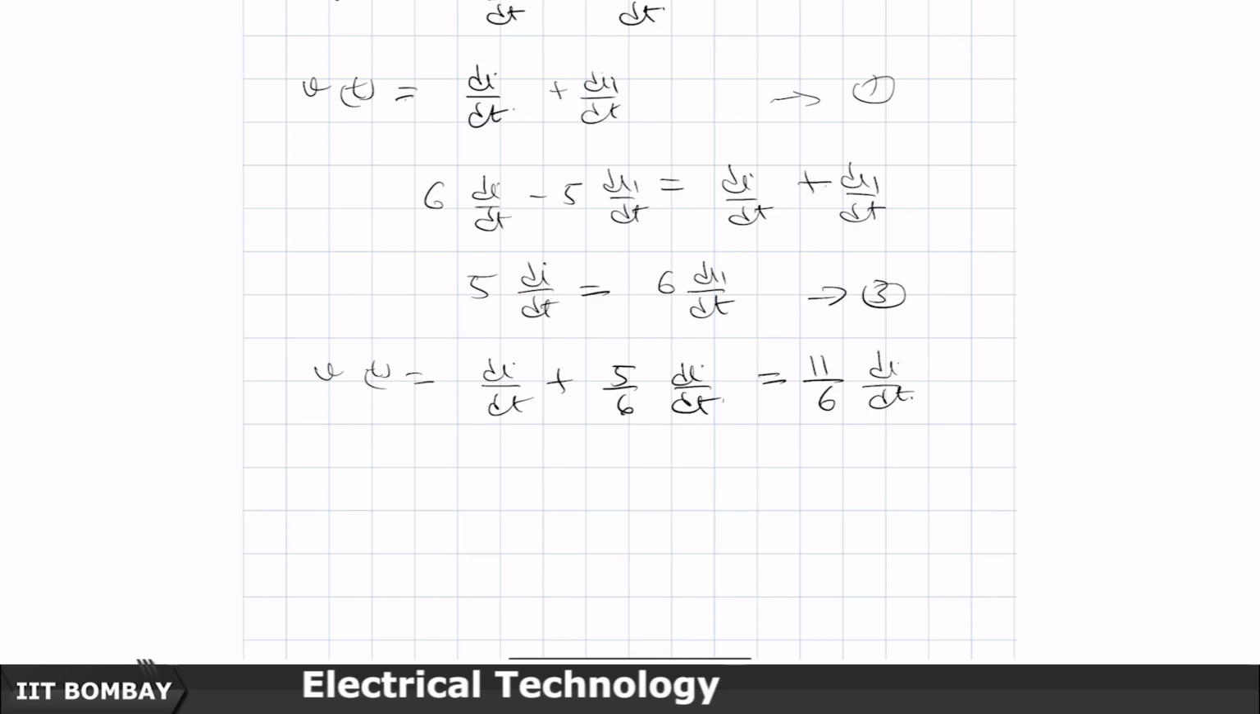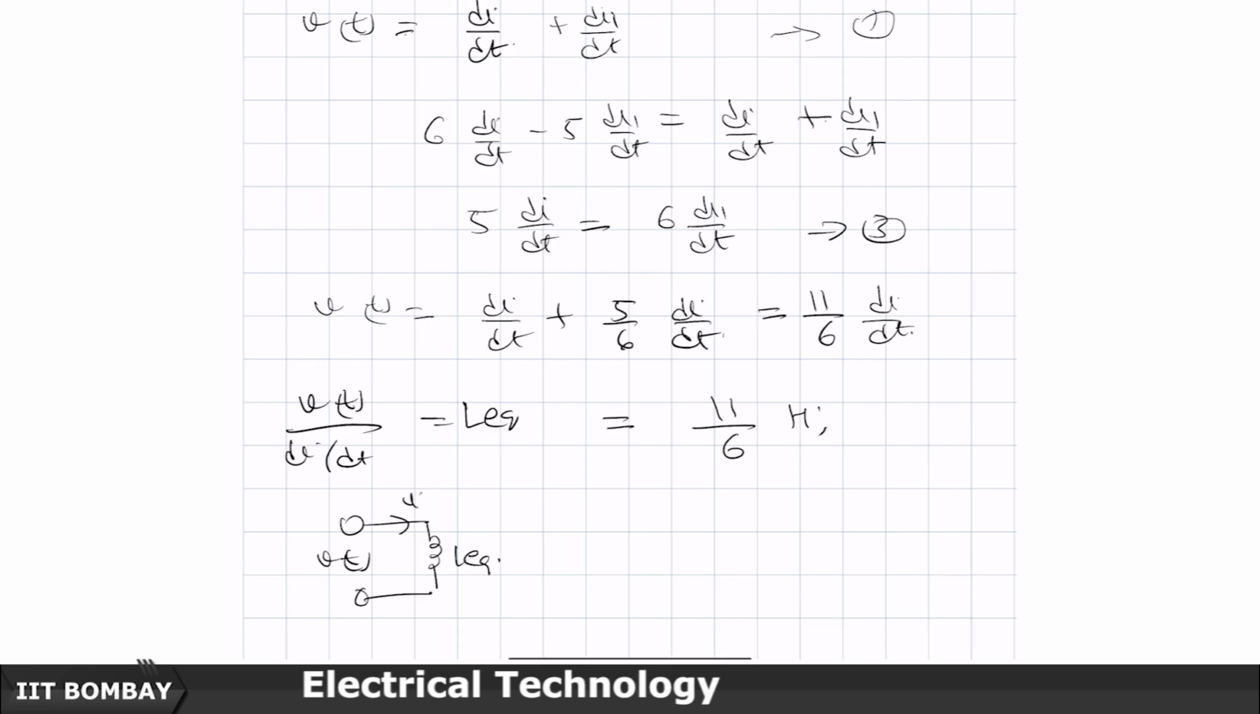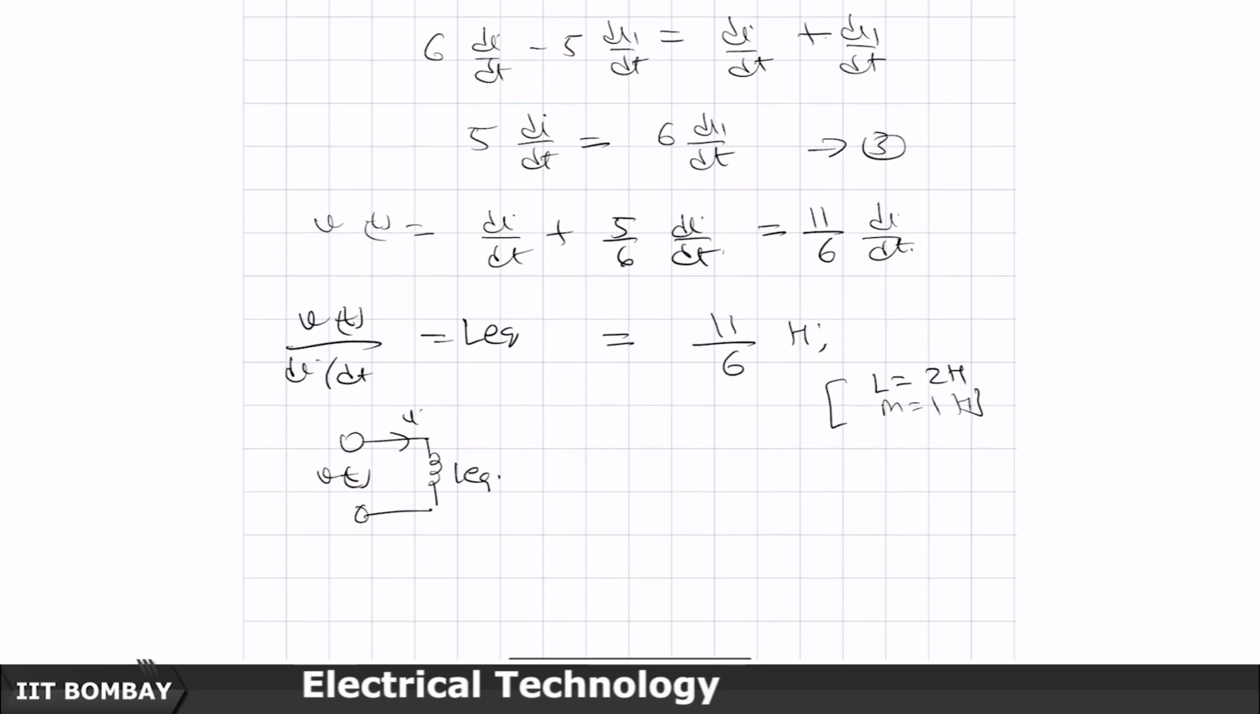So, therefore, V of t by di by dt, where this is the V of t, this is the I, and this is the L equivalent, is going to be equal to 11 by 6 Henry. So, this is under the condition that L is equal to 2 Henry and M is equal to 1 Henry.